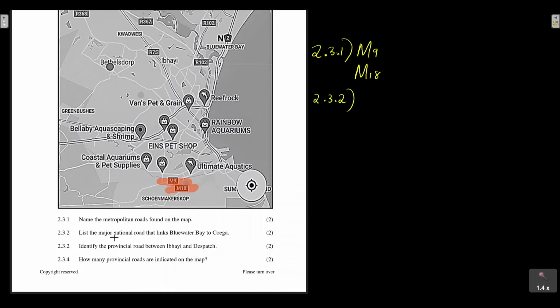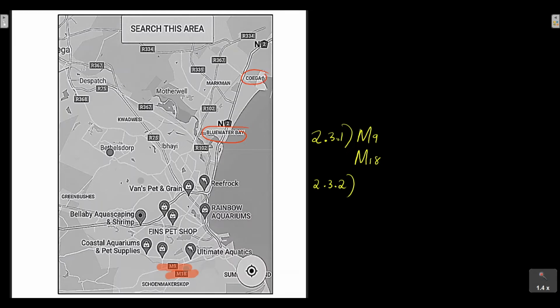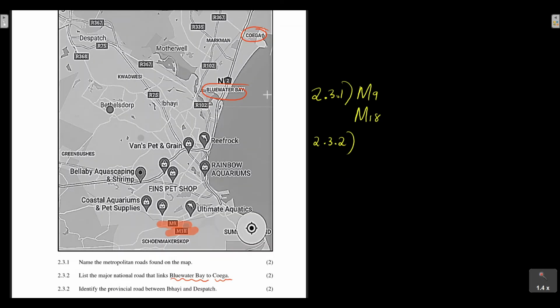2.3.2. It says, list the major national roads that link Bluewater Bay to Koga. So we're going to have to find where Bluewater Bay is. That is Bluewater Bay, and that is Koga. The question is saying we need to list the national roads that link these two places. What is the national road that we see here? Do you see that it's the N2? N for national. Therefore, we can just say it's the N2.